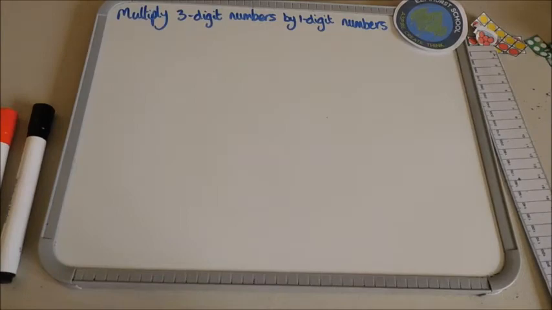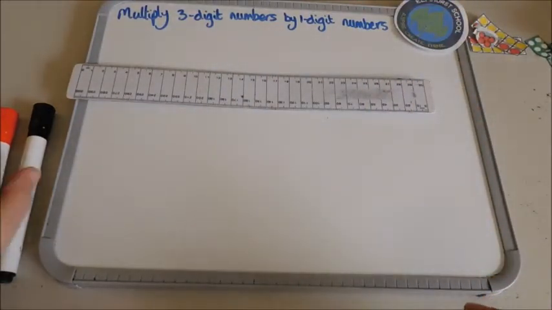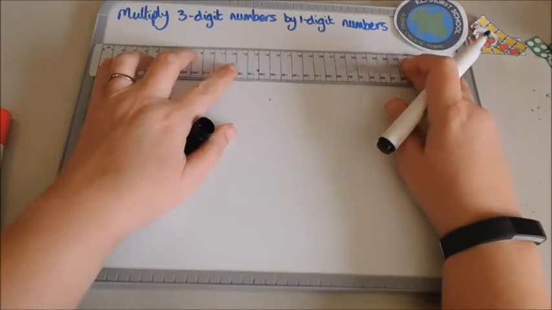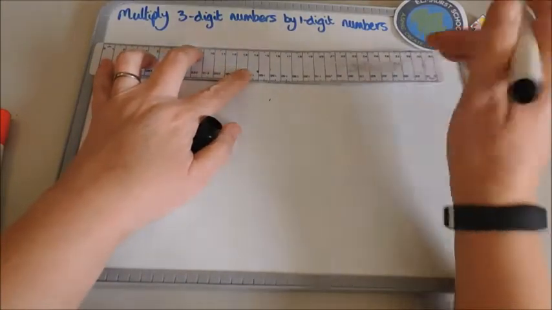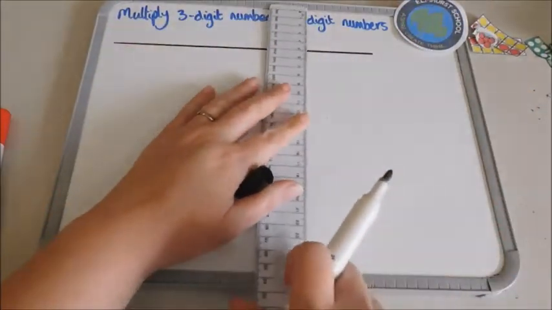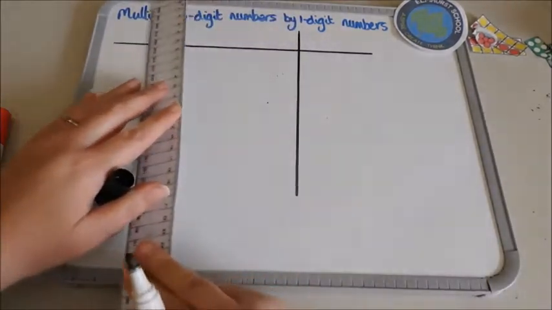I'm going to show you how to multiply 3-digit numbers by 1-digit numbers. So again, we'd start off by using our place value grid. And as I said in the previous video, the children are very familiar with these. You can use absolutely anything in a place value grid.